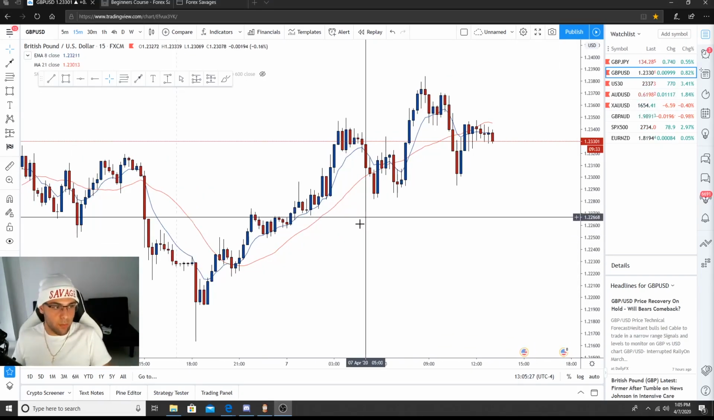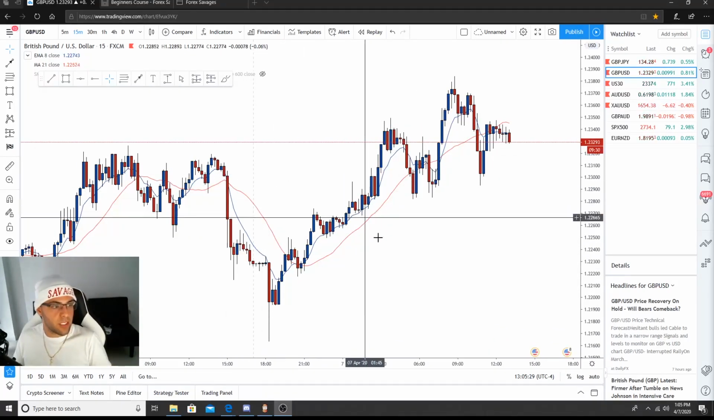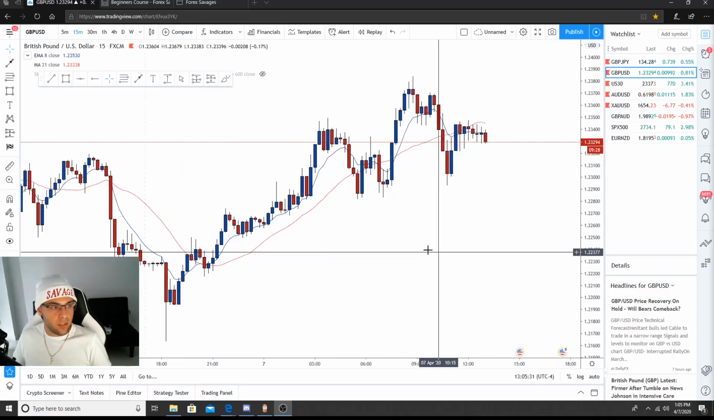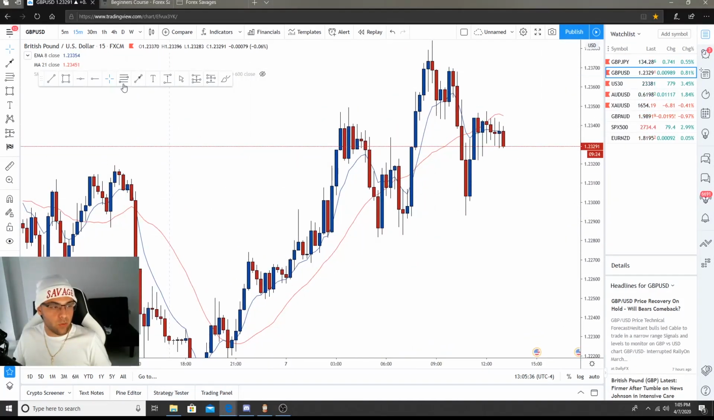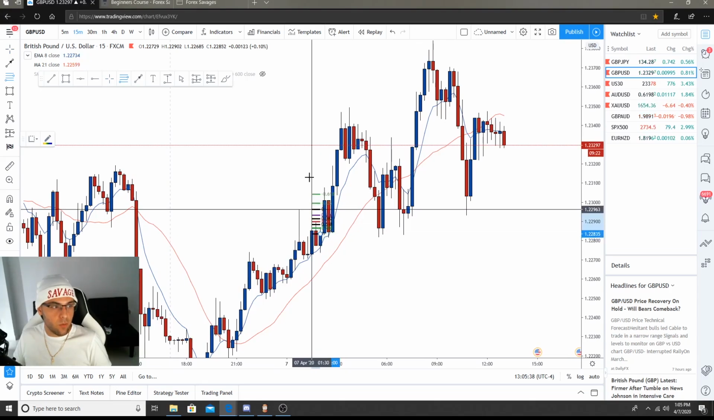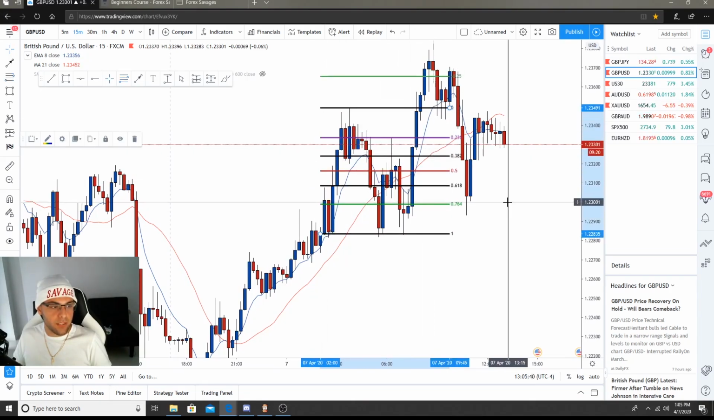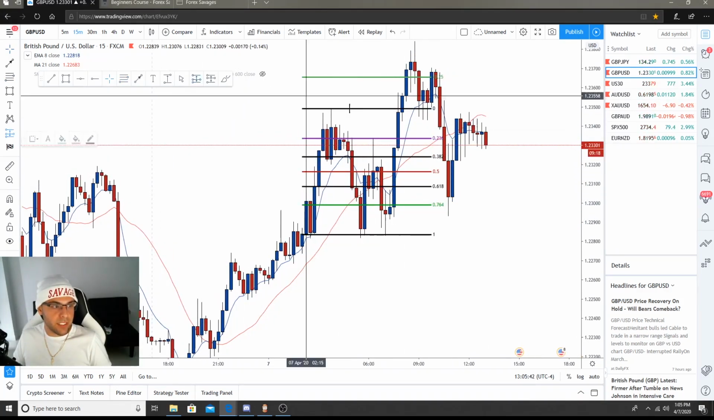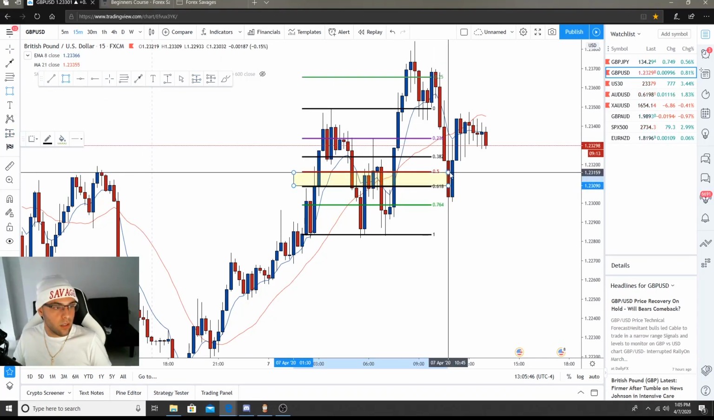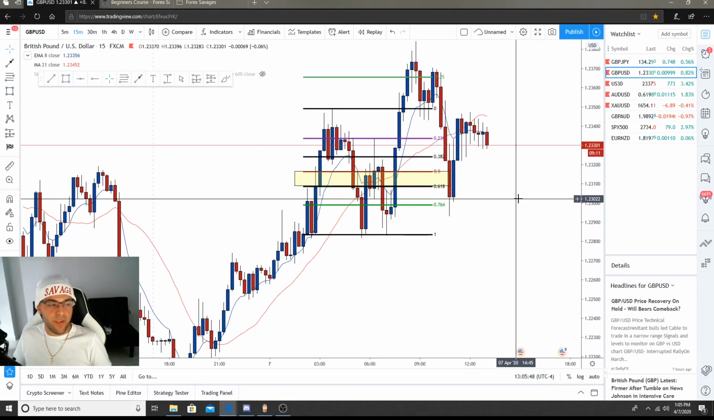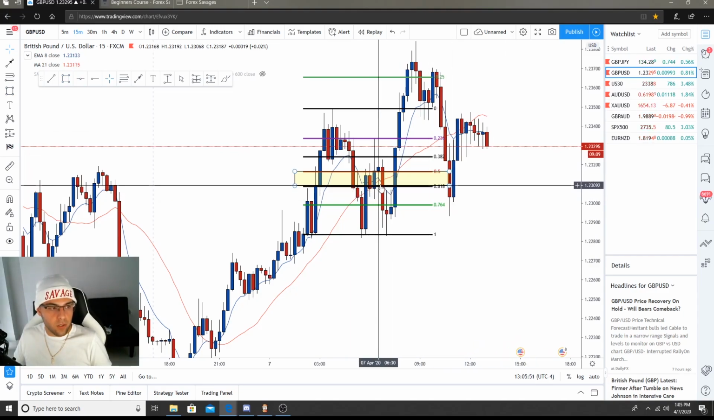Alrighty guys, welcome to part 2 of running the Fibonacci's on the 15-minute. So as you guys can see here, there are some situations where you're going to encounter moves like this, where we have the market structure being broken to the upside. And let's say, for example, we would have entered here in the golden zone.